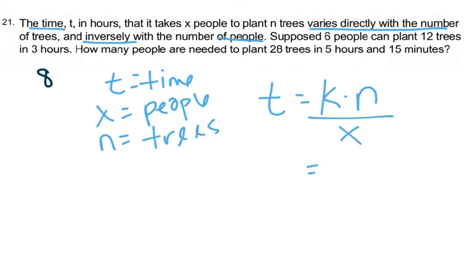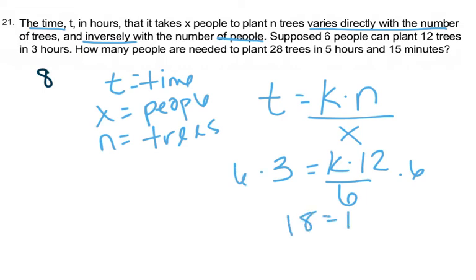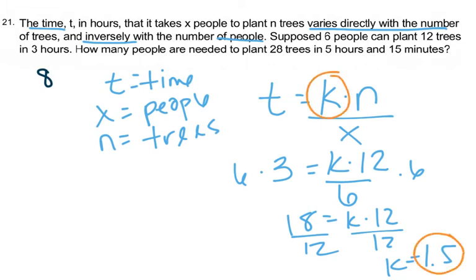So suppose 6 people can plant 12 trees in 3 hours. So I'm going to multiply by 6. I get 18 equals k times 12. I'm going to divide by 12. So k equals 1.5. Right? So I'm going to replace this with 1.5.